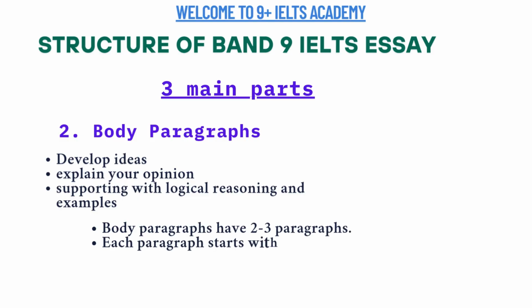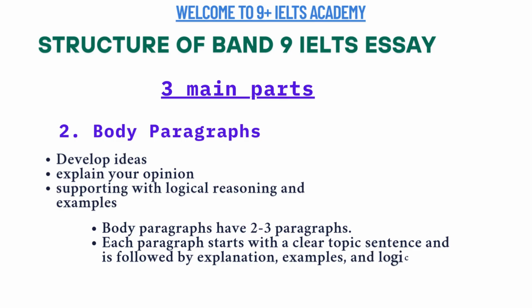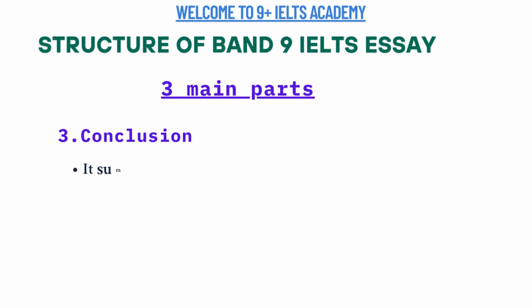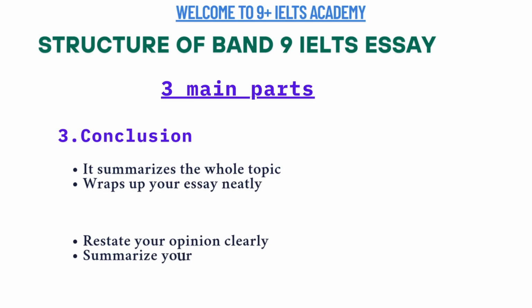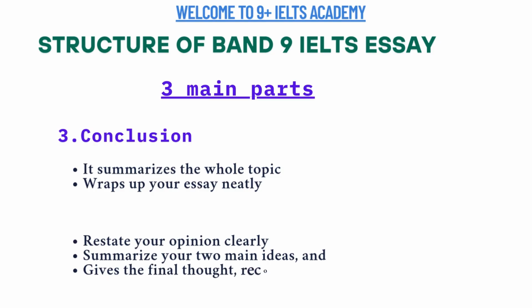Each paragraph starts with a clear topic sentence, is followed by explanation, examples, and logical development, and ends with a concluding or linking sentence. Part 3 is conclusion. The conclusion summarizes everything. It reminds the reader of your opinion and wraps up your essay neatly. A strong conclusion restates your opinion clearly, summarizes your 2 main ideas, and optionally gives a final thought, recommendation, or reflection.